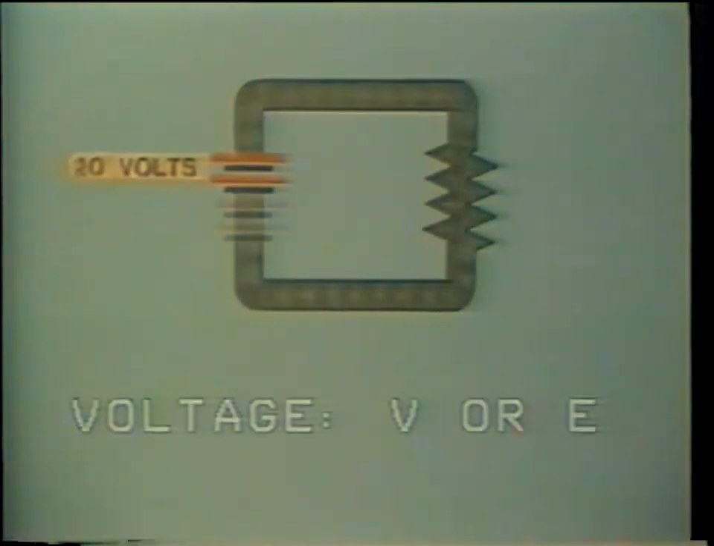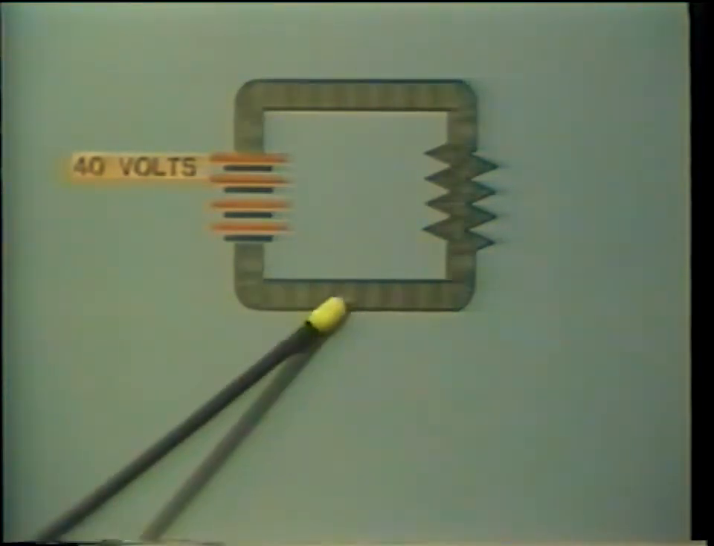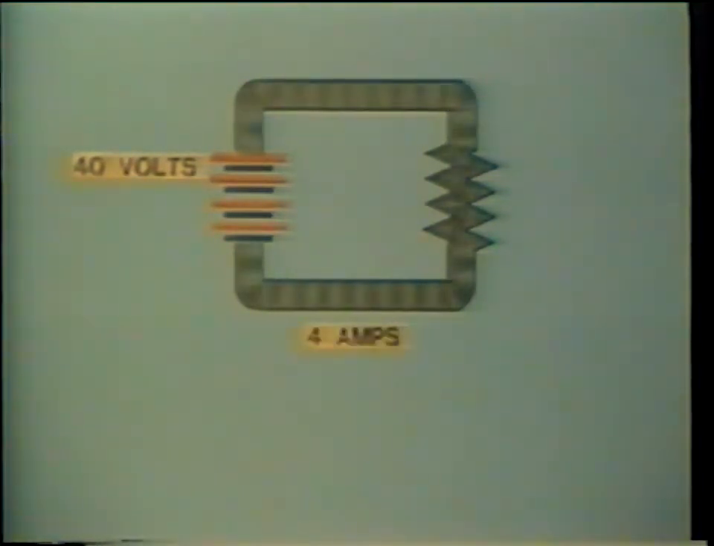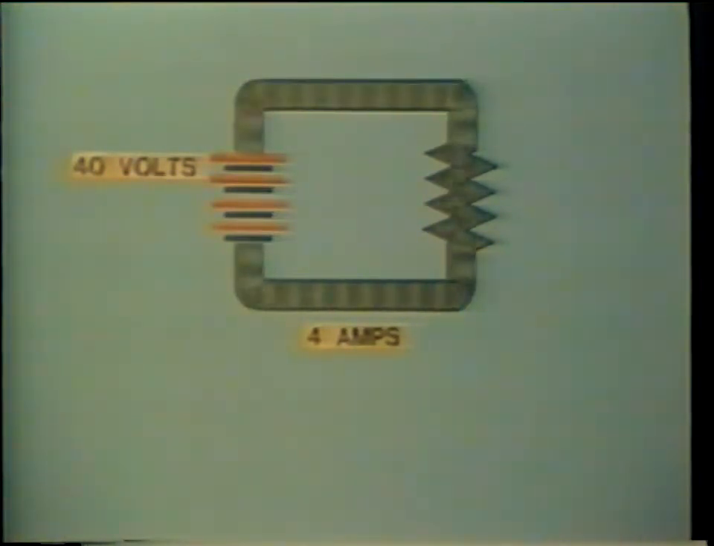Changing to 40 volts will force more electrons around this circuit than 20 volts did. The flow of electrons is called current and is measured in amperes. Current is represented by the symbol I. If I is, say, 4 amperes, then there are twice as many electrons per second moving around this circuit than if I is 2 amperes.